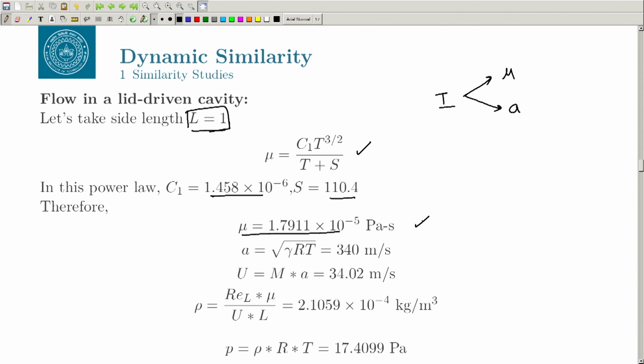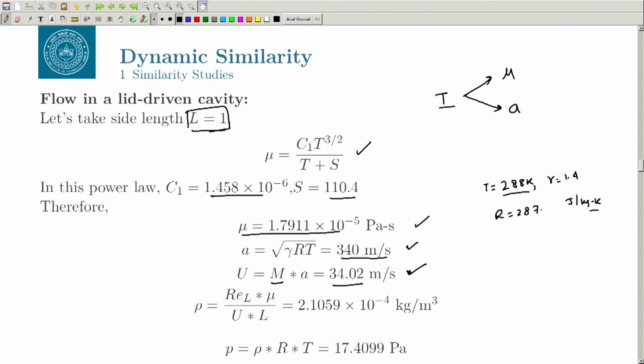Similarly, you can calculate a equal to square root of gamma R T, and you will get a value of about 340 meter per second, which makes sense because the temperature is around 288 Kelvin and you are doing it for air. So, gamma is equal to 1.4, T is 288 K, and R will be around 287 point something joule per kg Kelvin. That will give you the speed of sound as 340 meter per second, right. Because the Mach number is 0.1, your velocity will become Mach into a, which is 34.02.